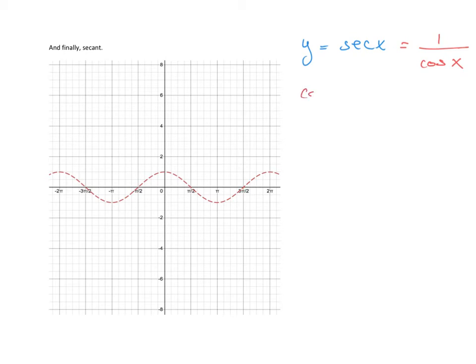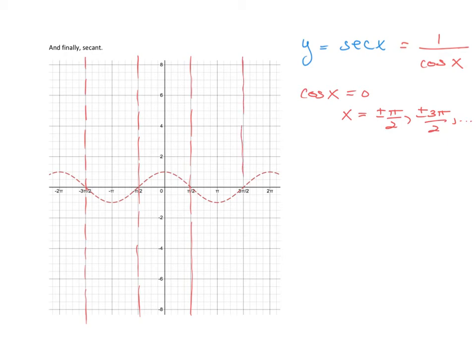So just to state those again, we've done it a couple of times, but the places where cosine of x is equal to 0 is at plus or minus pi over 2, plus or minus 3 pi over 2, 5 pi over 2, 7 pi over 2, and so on. So at these places, I'm going to draw in a vertical asymptote. So there's one here, there's one here, here, and here. So I'll note that these are vertical asymptotes.